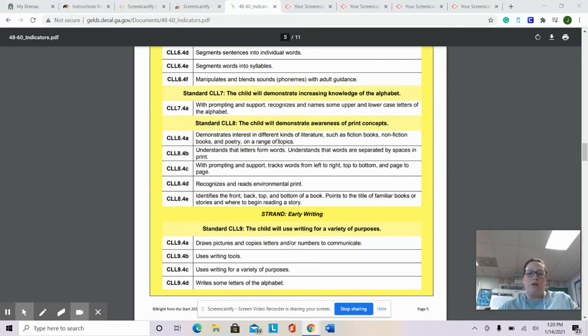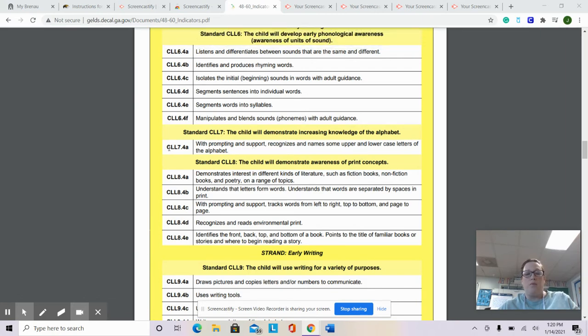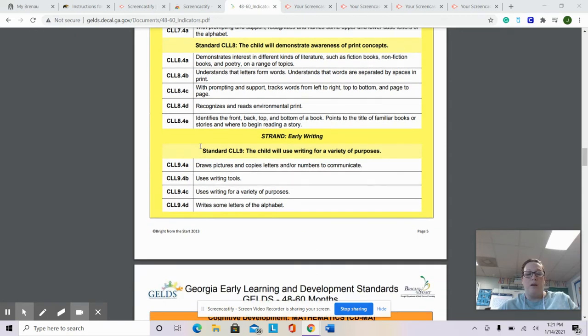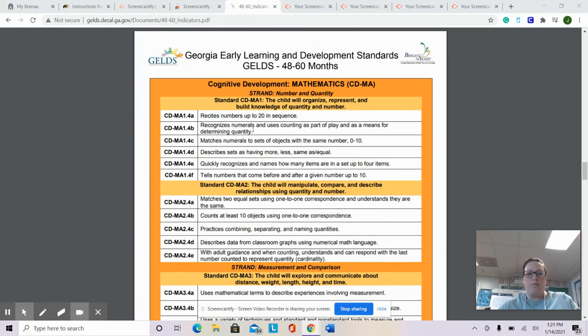So I would look through here and find my GELDS, and I would find the child demonstrates increasing knowledge of the alphabet. With prompt and support, can recognize upper and lowercase letters of the alphabet. So I would use CLL7.4a. And then I also want to come down here to writing because they're going to be writing them, where it says write some letters of the alphabet. So I would use CLL9.4d.